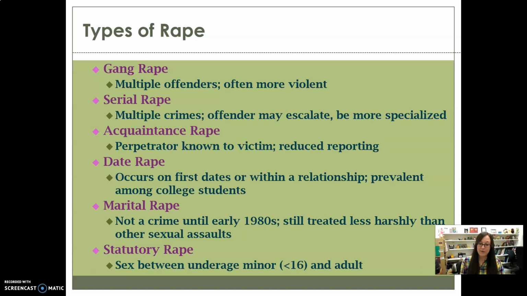And then there's statutory rape, which is sex between an adult and an underage minor. In Montana, the age cutoff is 16. It changes from state to state, but 16 is pretty common. So it doesn't matter if there was quote-unquote consent given by the child, because the child cannot give consent.